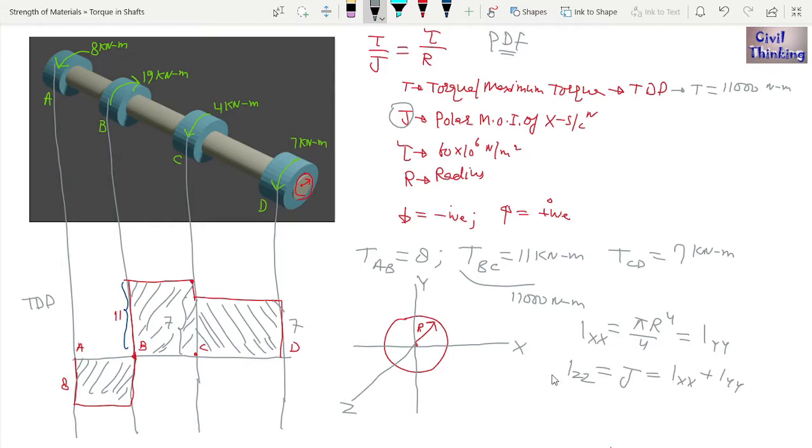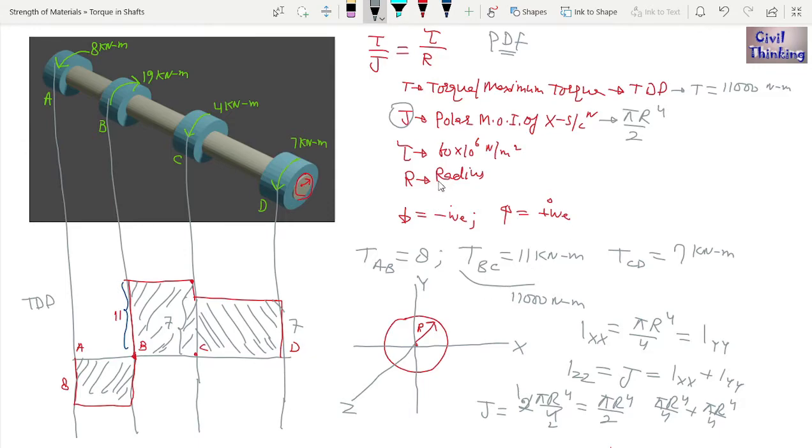Now, Ixx is pi r^4 by 4, and Iyy is pi r^4 by 4. When we add these, pi r^4 divided by 4 plus pi r^4 divided by 4, Ixx plus Iyy, they are similar terms, so it is going to be 2 times pi r^4 divided by 4. Here it is 2 ones and 2 twos, so the polar moment of inertia is pi r^4 divided by 2.